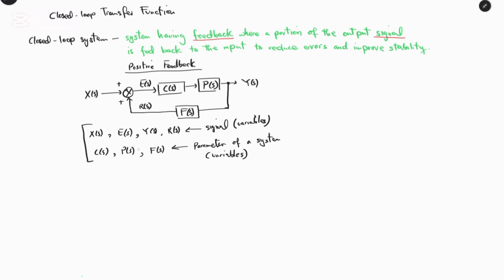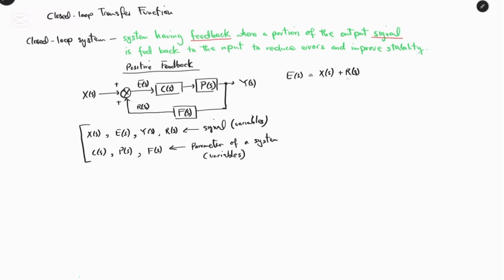So from here, we can now look at the signal, such that we can firstly look at E of S. So we all know that E of S is equal to X of S plus R of S. And it is a summing operation which we saw previously, such that if A and B is an input to the system, the output will be C. And this output C is equivalent to A plus B. So that's how we derive the S domain representation of the signal.